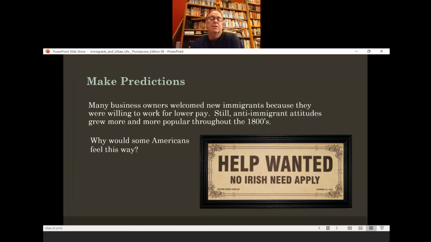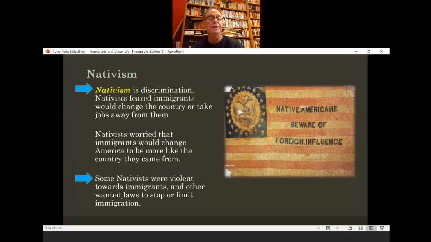So to the text here, it says that many people did welcome the new immigrants because they were willing to work for low wages, right? So they needed employees. But anti-immigrant attitudes continued to grow throughout the 1800s. And the question there is, why would some Americans feel this way? And here's your answer.